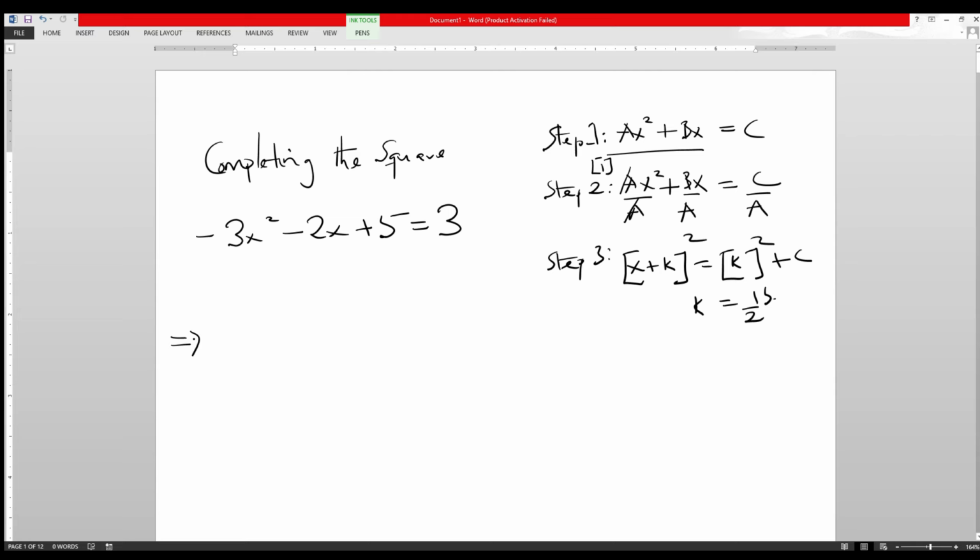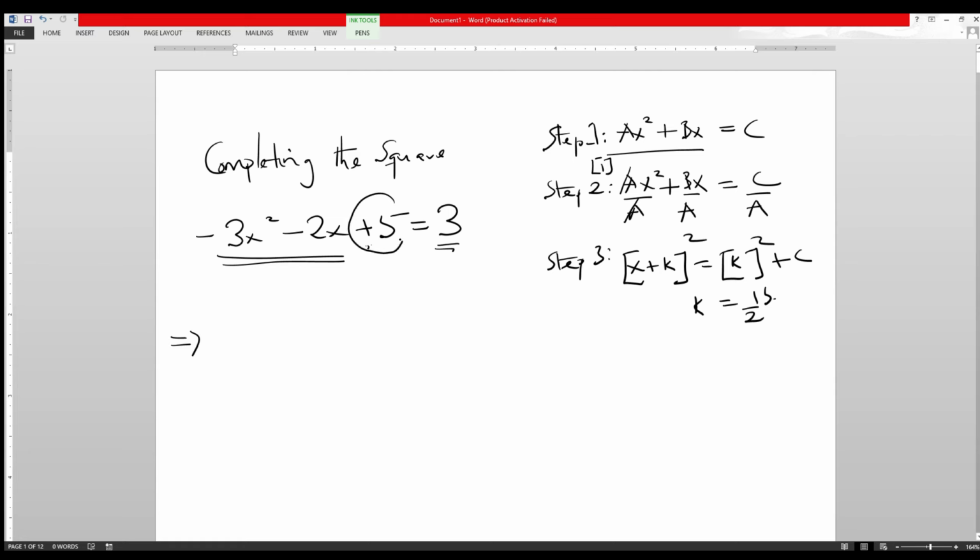So step number 1. The equation has to be rewritten such that it is in the form ax squared plus bx is equal to c. In other words, constants only have to be on the right hand side, or the x variable terms have to be on the left hand side. So looking at this equation, I have the x variables on the left hand side. I have this constant on the right hand side, but this constant, positive 5, is on the left, so it has to be moved to the right.